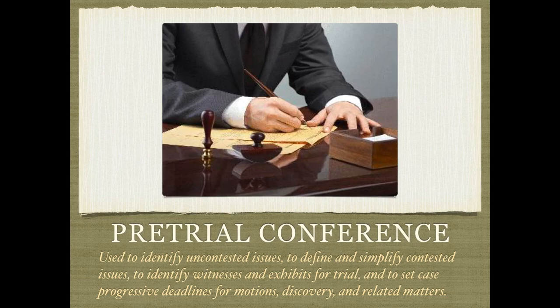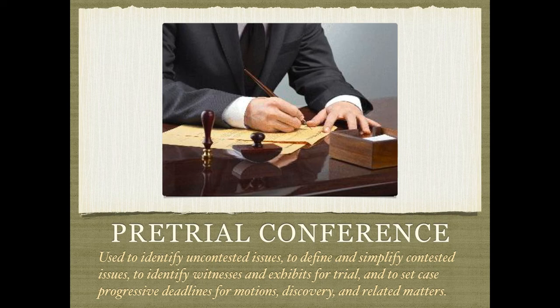Pretrial conference, what is it? Well, this is used to identify any uncontested issues. Sometimes parties will do what's called a stipulation of facts. It's like, okay, we all agree that this happened, this happened, this happened, and this happened. The problem that we have, and the thing that we need the jury to determine, is what happened here, fact number J, or whatever. They want to simplify the contested issues.